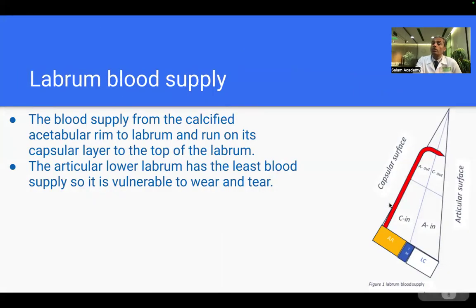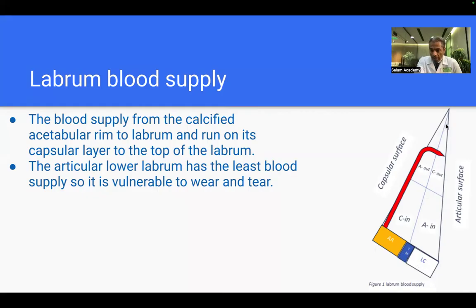Also, I want to talk about the blood supply of the labrum. I said that the labrum is an extension of the acetabulum rim and attaches to the acetabulum rim. Labrum is like a wedge structure with a wide base and narrow lips. This wide base is attached to the rim of the acetabulum. The acetabulum rim has a calcified part and a non-calcified cartilaginous part. The labrum is not calcified. However, the acetabulum is calcified, and this is the tidemark between them.